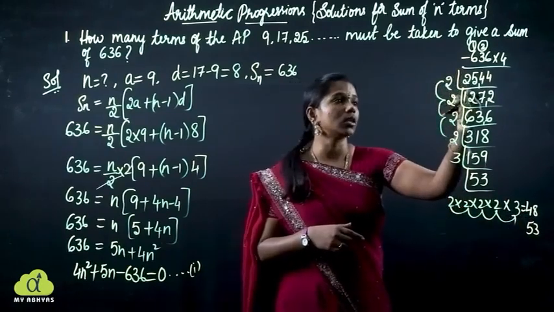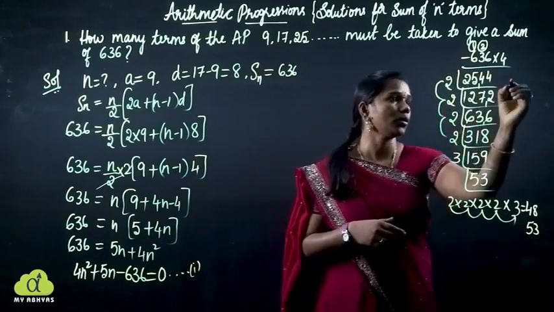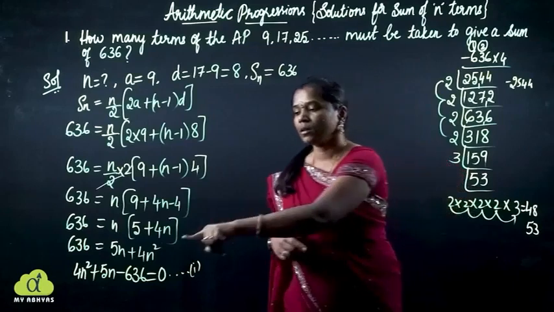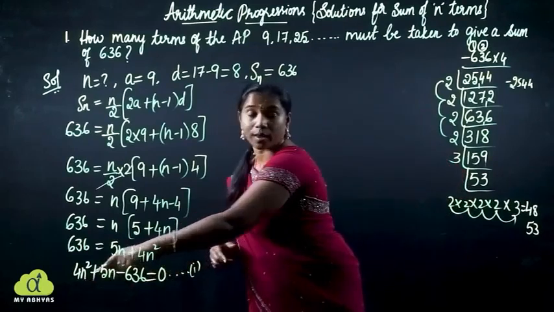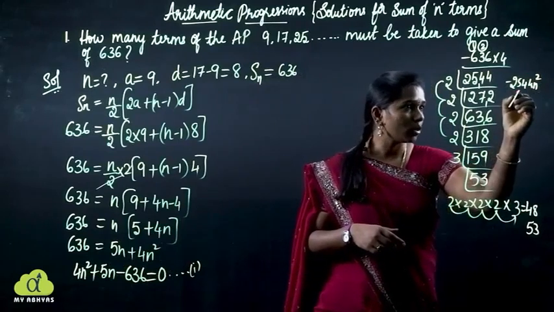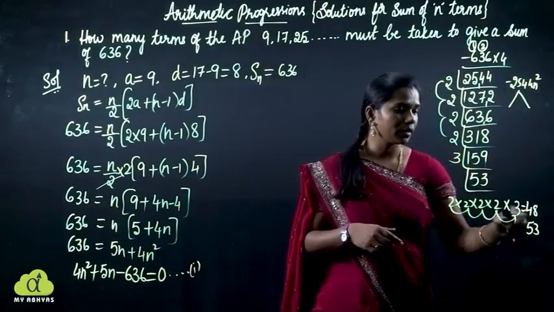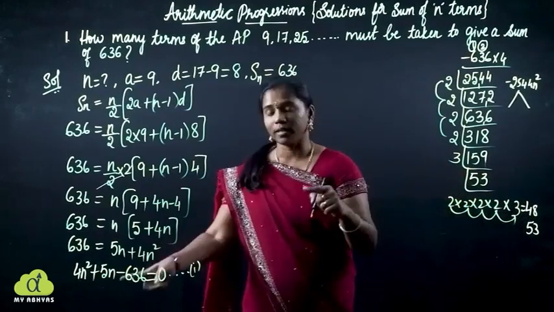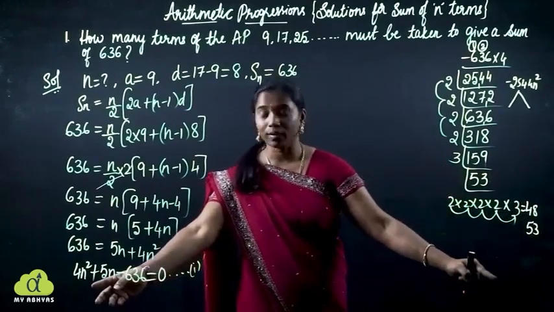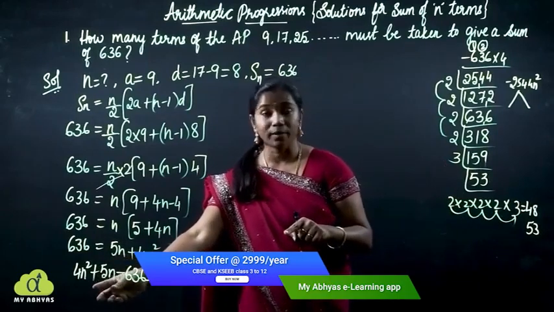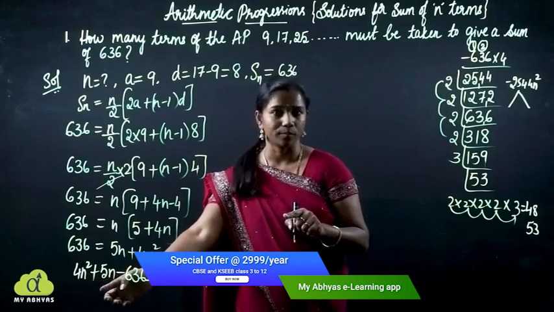It is 2544 with minus sign into n square. It is n square. Yes. So just resolve it in this way. 53 and 48. Check whether this will match with this. Look at this. Whenever we add or subtract, we have to get the middle number. That is plus 5n in this particular problem.